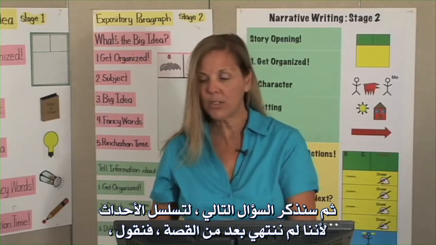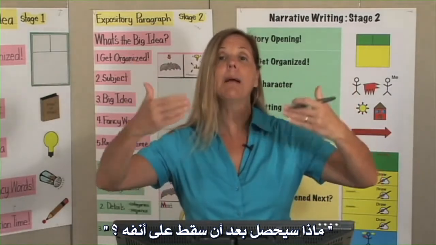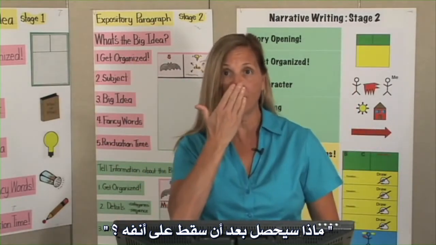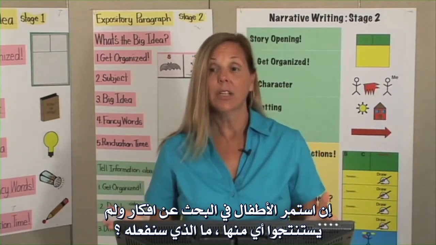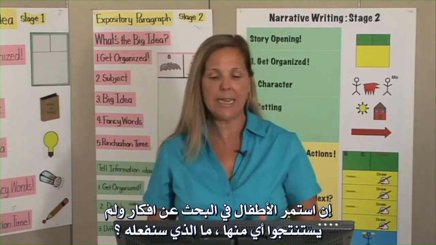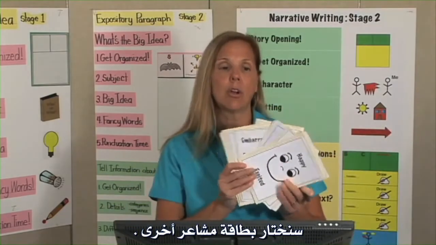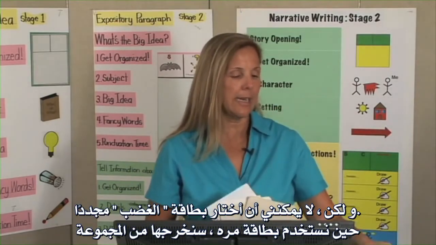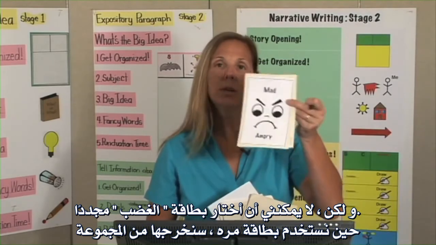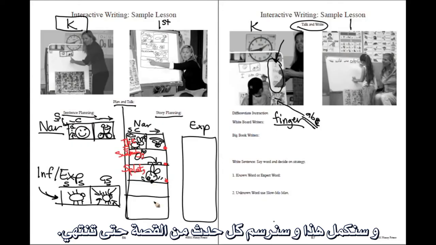We ask our next question again to sequence because we're not done with our story. So we say, what happened next after he landed on his nose? If the kids turn to each other, they all try to come up with ideas by talking to their buddies. If they can't come up with an idea, what do we do? We pick another emotion card. But I can't have the mad card in there. Once I use an emotion, it's discarded. And now we pick a new emotion. And we continue this, drawing each action in the story until it's done.